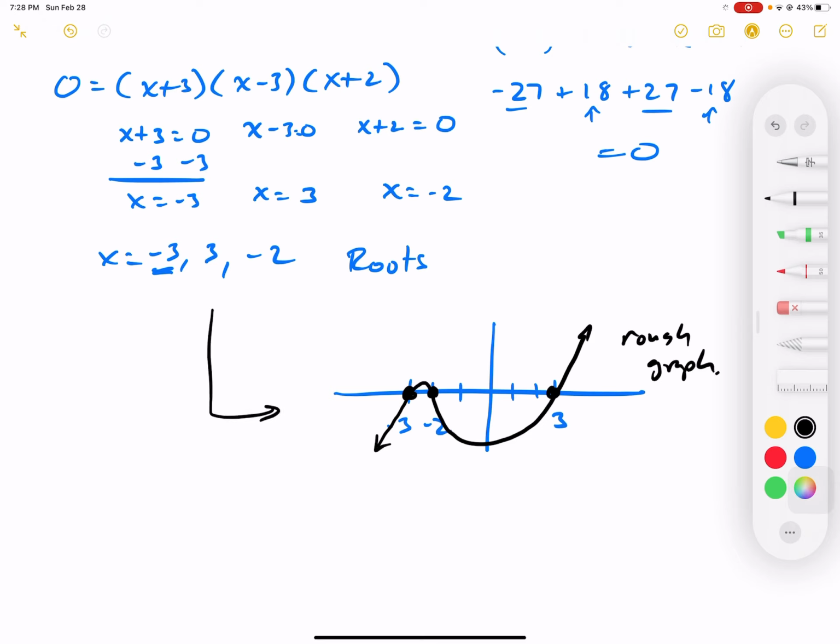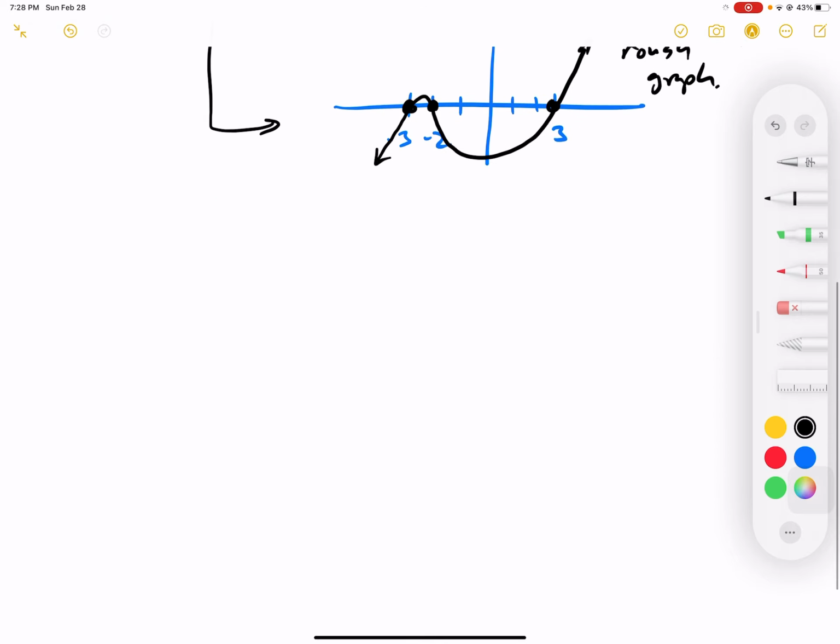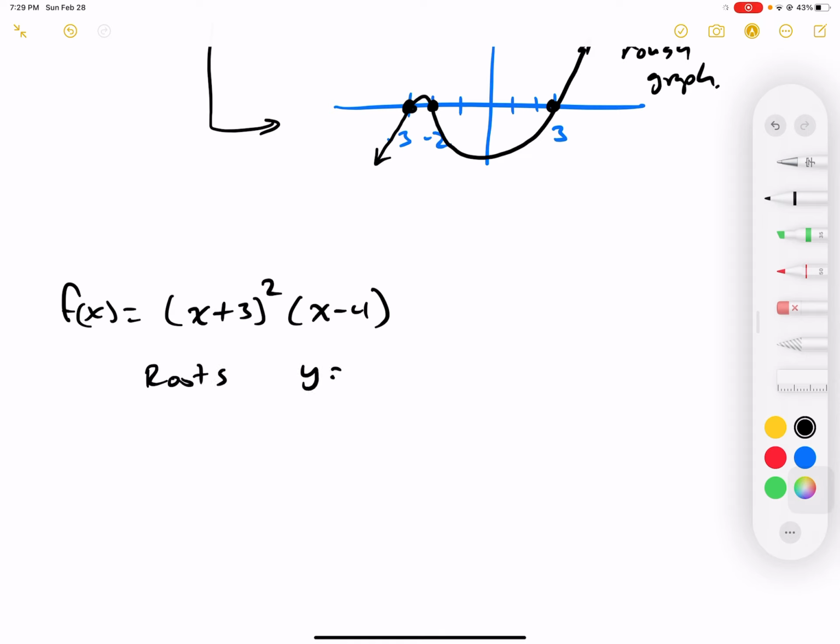Okay. All right. So let's look at another problem here. And we're going to ask ourselves what the roots are. So if I say f of x is equal to (x plus 3) squared times (x minus 4), what are the roots here? What would make this go to 0? When you hear the word roots, you're thinking y is equal to 0, that your function f of x is going to be 0.